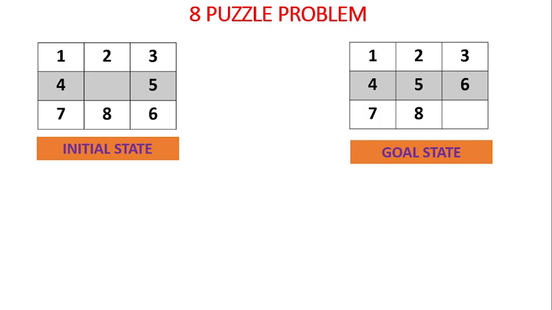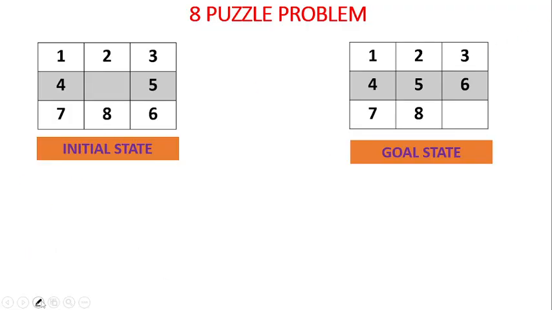It is also called the 8-tile problem. Now I am assuming my initial state is this one: 1, 2, 3, 4, in between empty, and 5, 7, 8, 6. So this is my initial state. I want to achieve the final goal as this one.